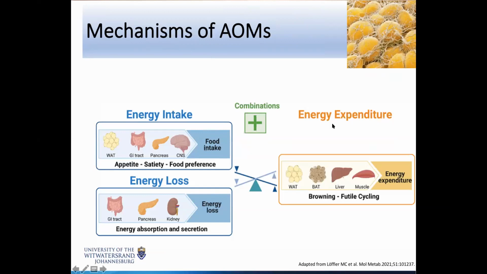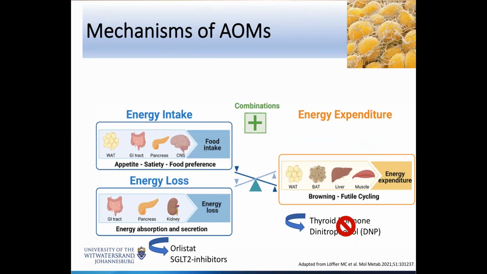So when it comes to expenditure, I think we all would love a drug that can just melt our fat away, but unfortunately we haven't been really successful when it comes to that. So there was thyroid hormone and DNP, which I said has been taken off the market. With regards to energy loss, we've got SGLT2 inhibitors and orlistat.